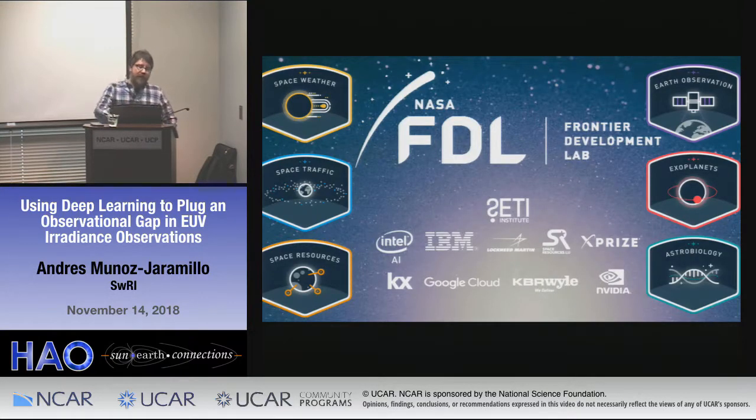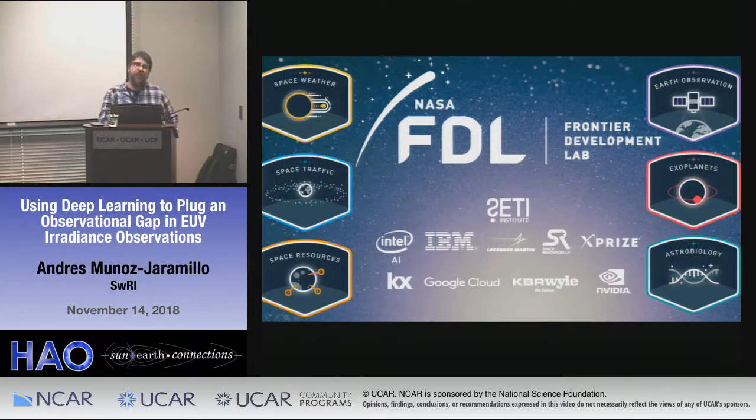So the NASA FDL, the Frontier Development Laboratory, is a summer program that brings together researchers from different domains and computer science and puts them together to solve a problem of NASA relevance. It has been running for 3 years now. Heliophysics has had teams in the last 2. But you can see here all of the things that they're looking at. And now there is one here in the US and another one in Europe.